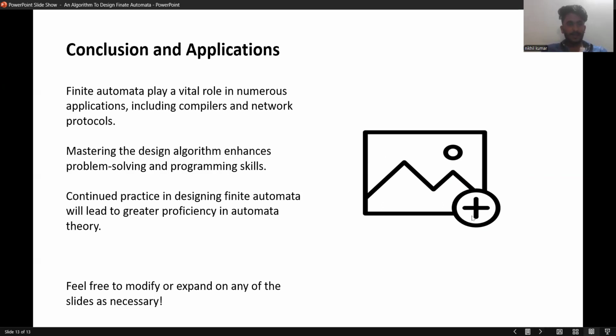Conclusion and applications. Finite automata play a vital role in numerous applications, including compilers and network protocols. Mastering the design algorithm enhances problem-solving and programming skills. Continued practice in designing finite automata will lead to greater proficiency in automata theory.